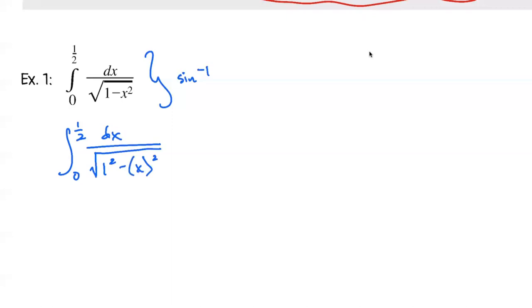And why would I make it a point to say that 1 is 1 squared? Because obviously we know that 1 is 1 squared, but why would I write it as 1 squared? And why would I write x squared as x in parentheses and then squared?